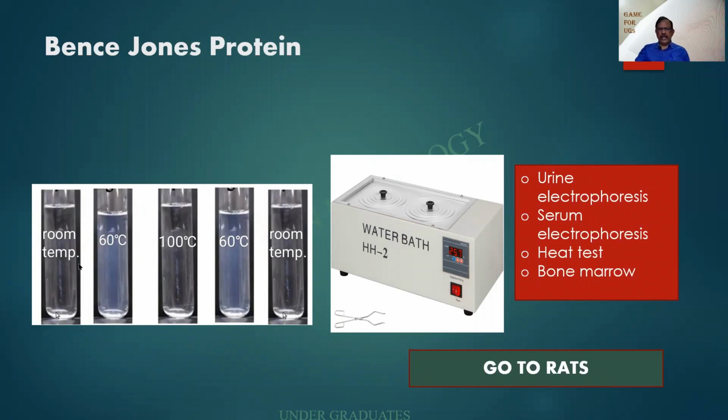One question I ask a student is, how do you heat? How do you know that the temperature is 60 degrees or 100 degrees? It is kept in a water bath and the temperature adjusted. So the methods of identifying the Bence-Jones protein will be all this. Go to the references for details.